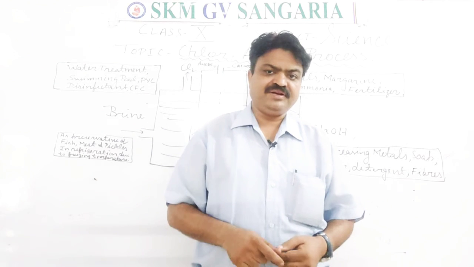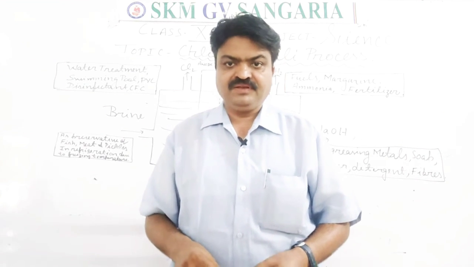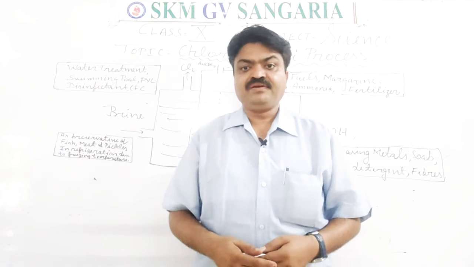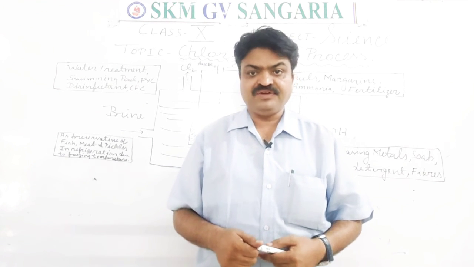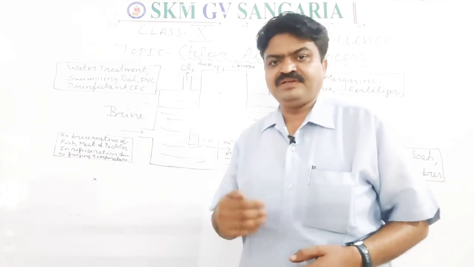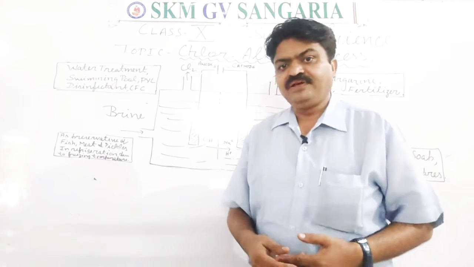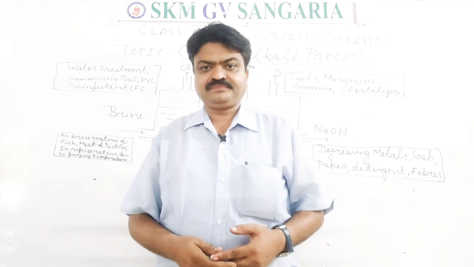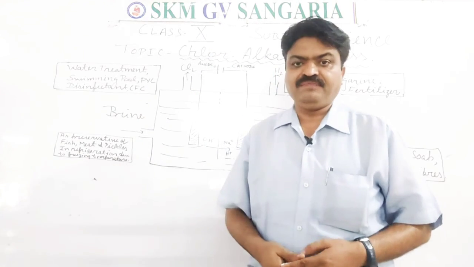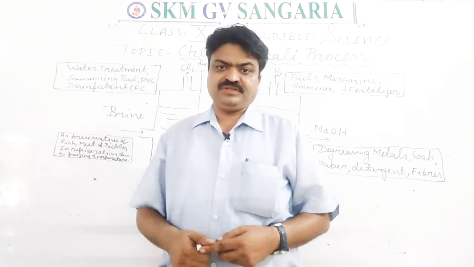In today's segment we will discuss one important concept, student: the chlor-alkali process. With the help of this title you can understand what it is. It is the chemical process from which we can obtain chlorine, alkali, and hydrogen. Means the chemical process in which we obtain chlorine, hydrogen and sodium hydroxide is known as the chlor-alkali process.